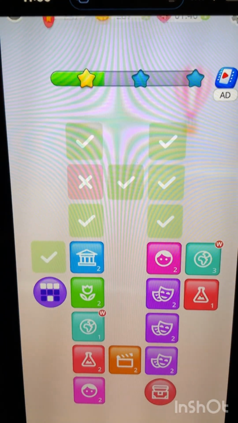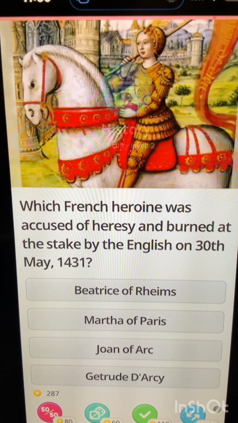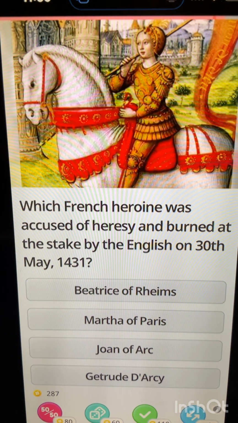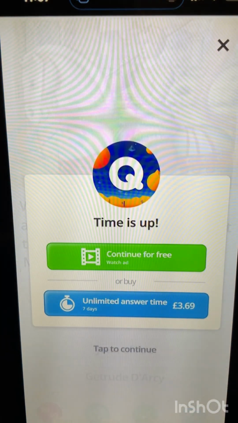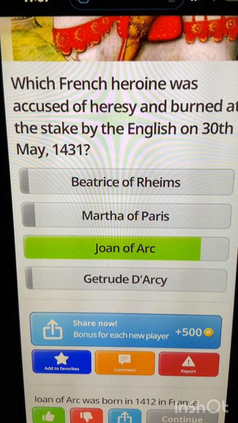And now we're going to go to history. Which French hero was accused of heresy and burned at the stake by the English on the 30th May 1431? So first, A is Beatrice. So our time is up. So the answer is Joan of Arc. So we're going to be quick now.